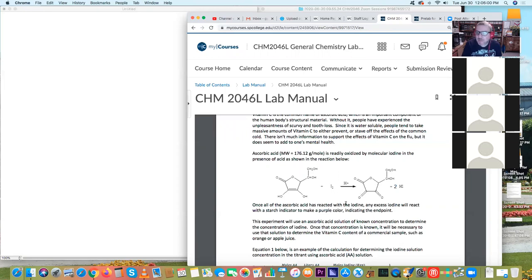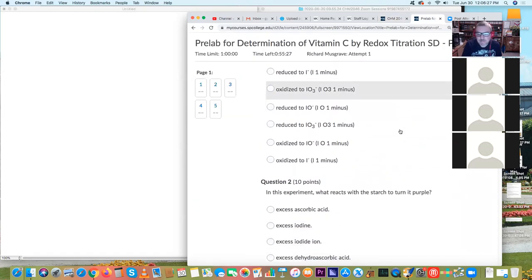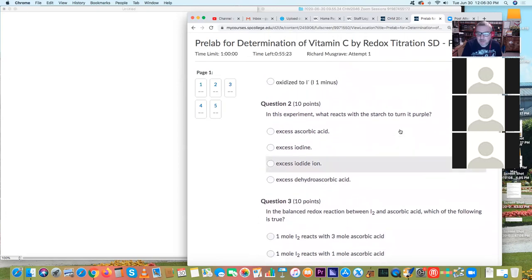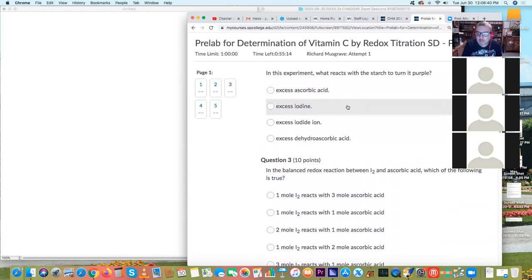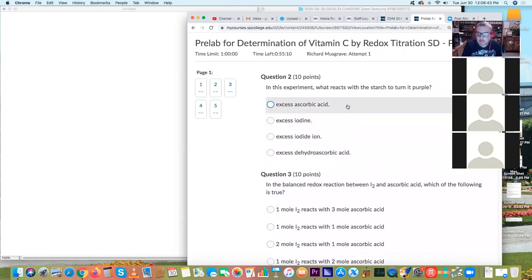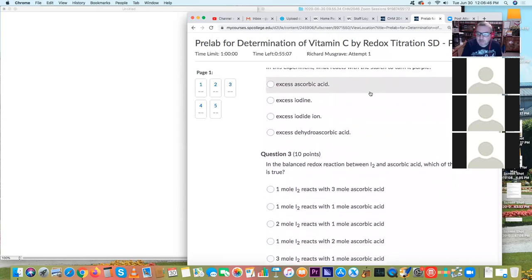And if it's being reduced, think about what that means. Another way of saying oxidized is going up in charge. Reduced means going down in charge. That's where the name reduction comes from, because the charge is going down. So if the I2, which has a zero charge, is going to something that has a negative one charge, then you can see that that's a reduction. Right. All sorts of interesting stuff going on here. Now, the other stuff that's in this pre-lab, we've got what reacts with the starch to turn it purple. So you can find that out from two things, from the video and from the lab itself.